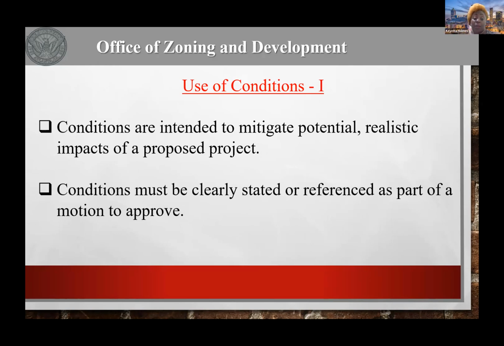We receive them, and as we can add them to an application, we're more than happy to add them to an application if we feel as though it will not encumber the development of the project. Please remember that conditions are intended to mitigate a potential or realistic impact. Your conditions are related to how the property is circulated with regard to traffic. That condition can be that the property only has a right in and a right out on a particular street because you are aware of traffic congestion on this particular street.